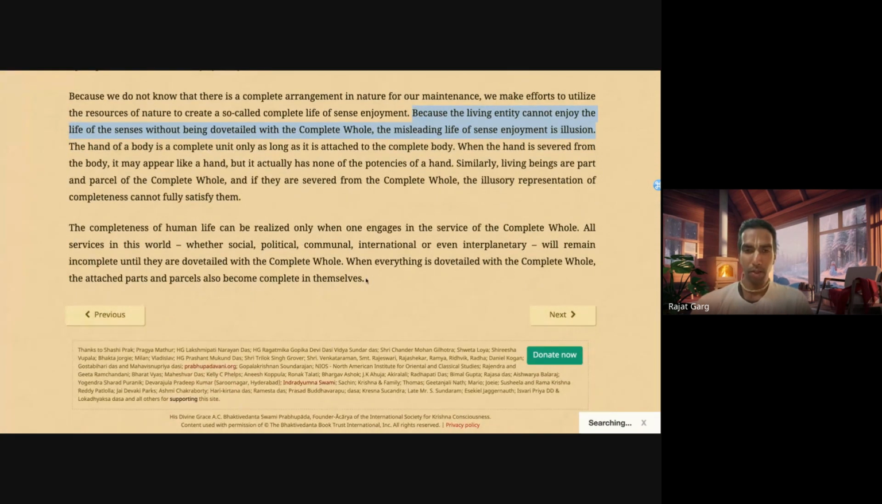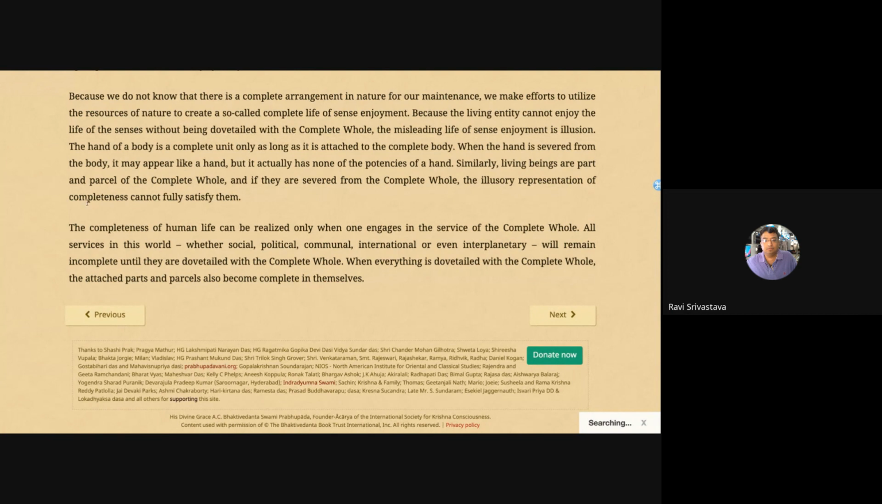Okay, so the last paragraph, Ravi Bro, we want to read. Okay, Prabhu. Yes.